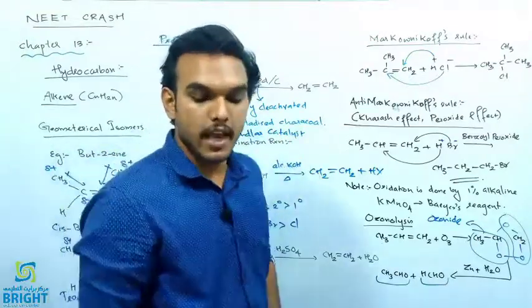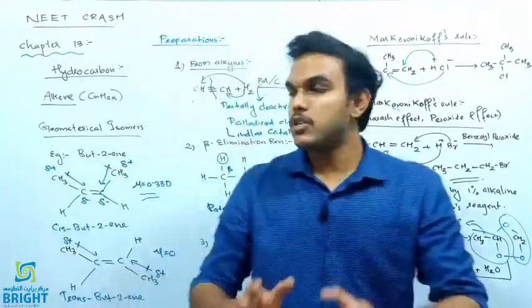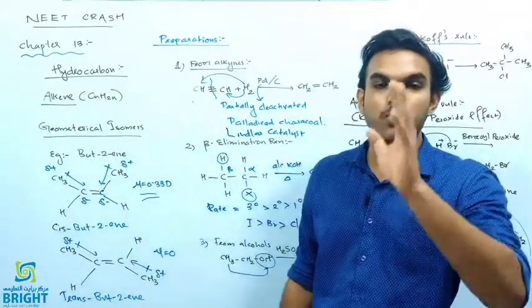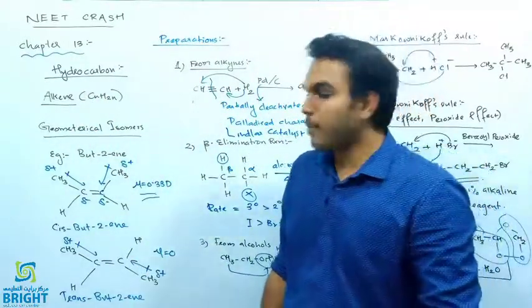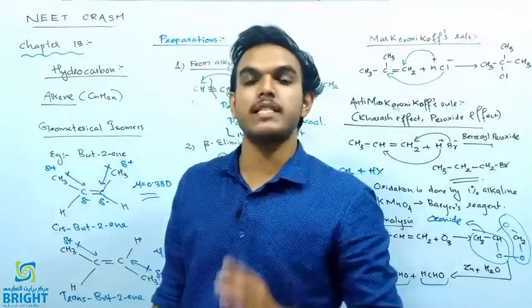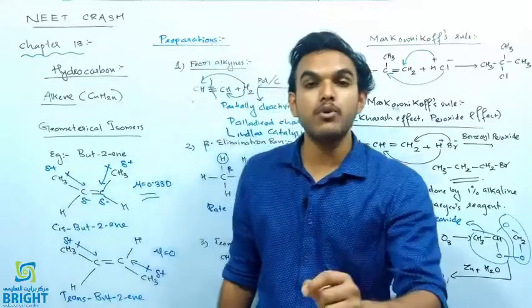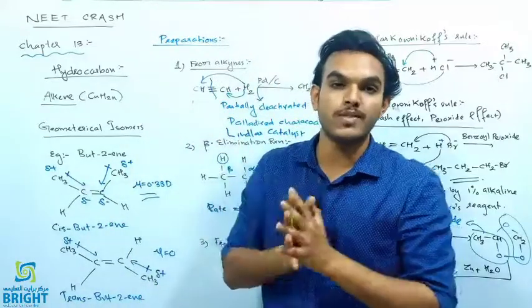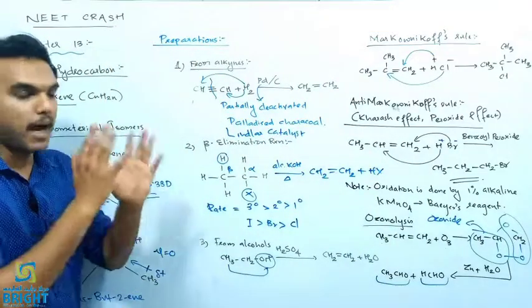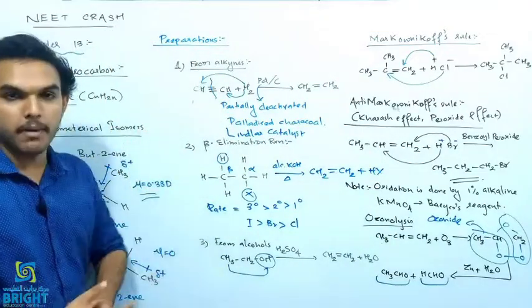So now we have discussed the case of alkenes. In alkenes, we discussed the general formula CnH2n. We discussed geometrical isomerism, which is about but-2-ene, that is cis-but-2-ene and trans-but-2-ene. In the case of trans-but-2-ene, the dipole moment will be equal to 0. Is that clear? Then we discussed the preparation from alkynes, beta elimination, and from alcohols.